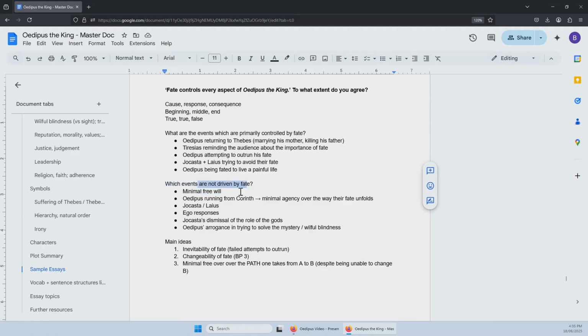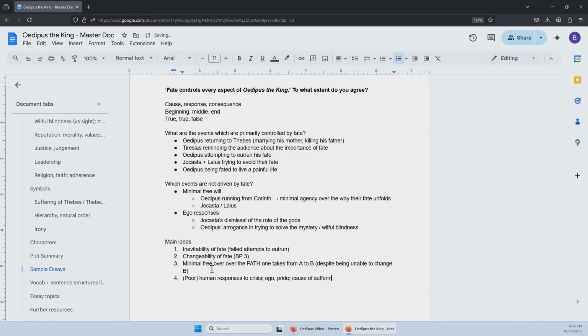And the other thing I would talk about is what I was saying before about ego responses as well. So we can already see there's two main categories here. So people like Oedipus are driven to be very arrogant and willfully blind when faced with characters like Tiresias and Creon. And so they're not really driven by fate, they're more driven by ego and human responses to crisis. So I would talk about the poor human responses to crisis, ego, pride, and the causes of suffering in the play.